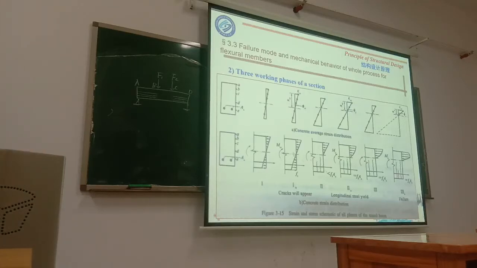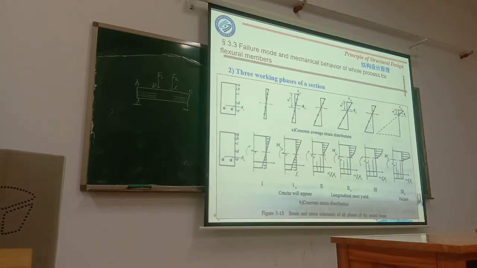And the neutral axis, compared to this, is going up a little bit. But at this stage, the biggest change is the stress of the reinforcement increased greatly, with a little going up of the neutral axis. And then the end of the second phase, with the pressure increase, correct? The width and length of the cracks increase, and generally the reinforcement reaches the yielding strength.